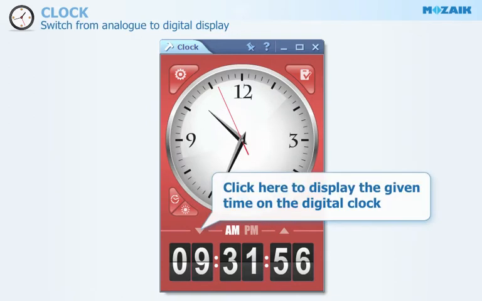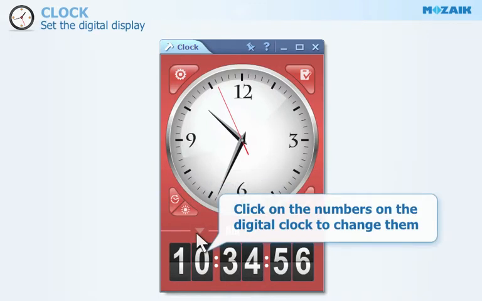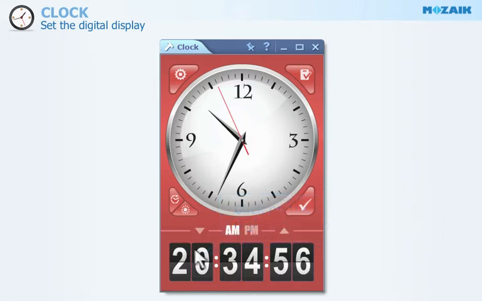Click on this arrow to change the digital clock so that it corresponds with the time shown on the analog clock. Click on the bottom or top halves of the numbers on the digital clock to change them.